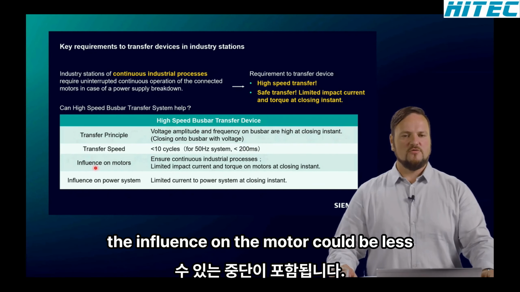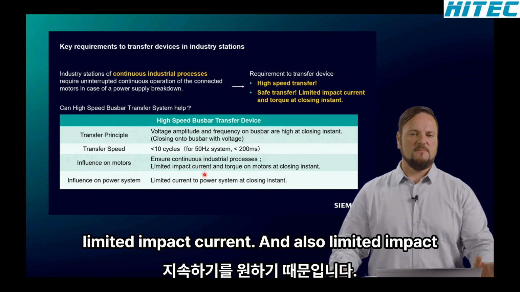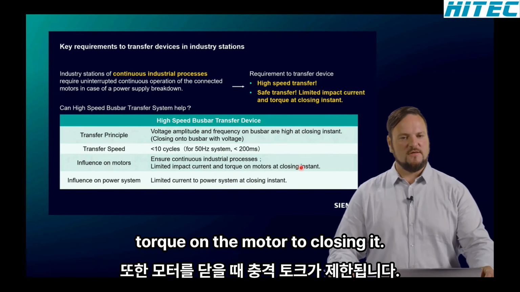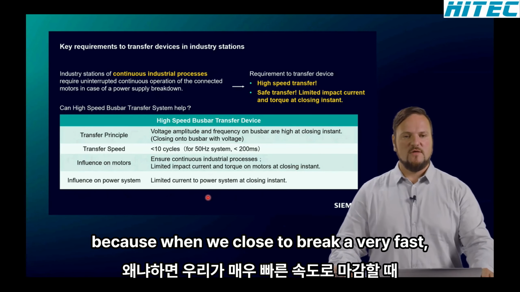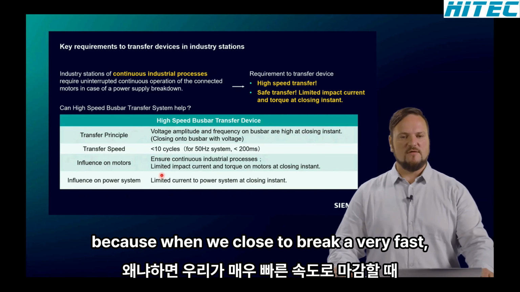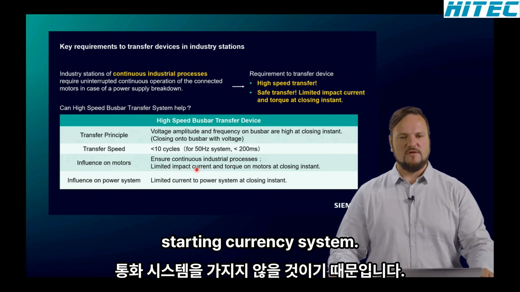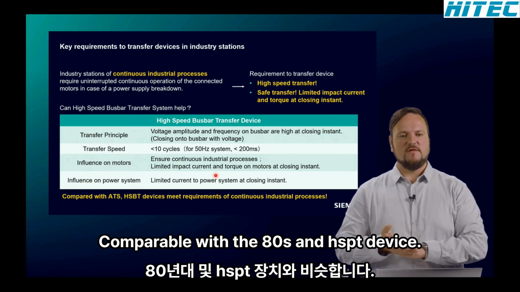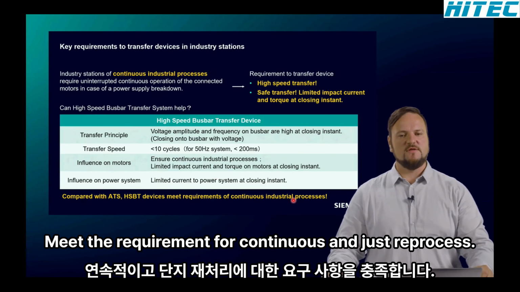The influence on the motor should be less because we want to ensure a continuous industrial process, limited impact current and also limited impact torque on the motor at the closing instant. The influence on the power system should also be less because when we close the breaker very fast, then we will not have such high starting currents in the system. Comparable with the ATS, an HSBT device meets the requirement for a continuous industrial process.